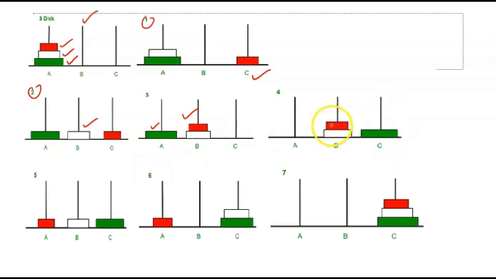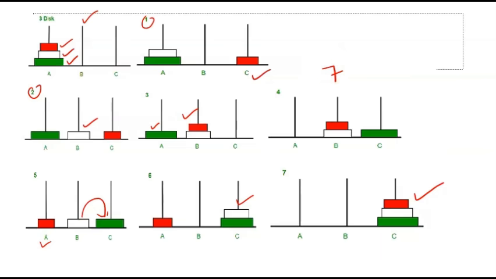Now in step number 5, this red disk is coming to peg A. Now we have this situation. In step number 6, I will move the white over here. So this is the situation. And finally in step 7, I am moving the red disc from this peg to this peg. So this is what exactly we have got. You might have noted that the total number of steps required here is 7.